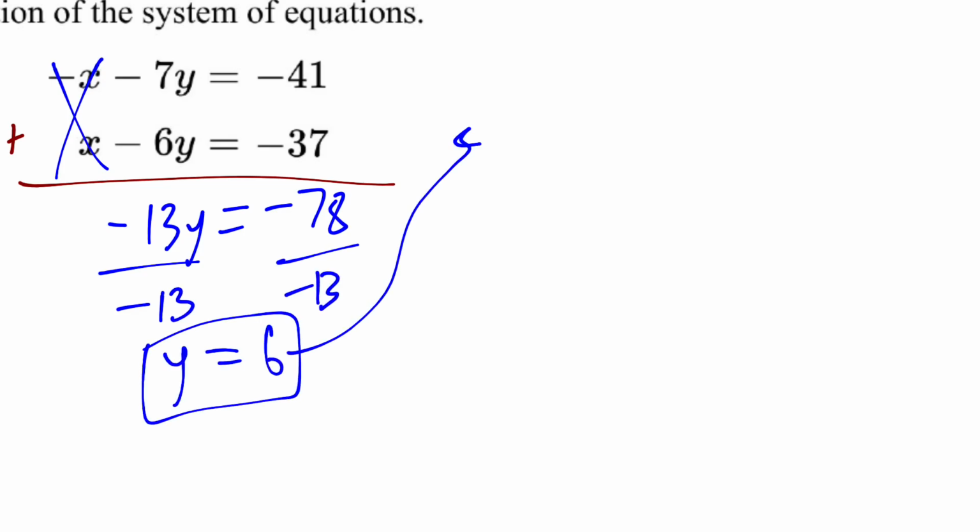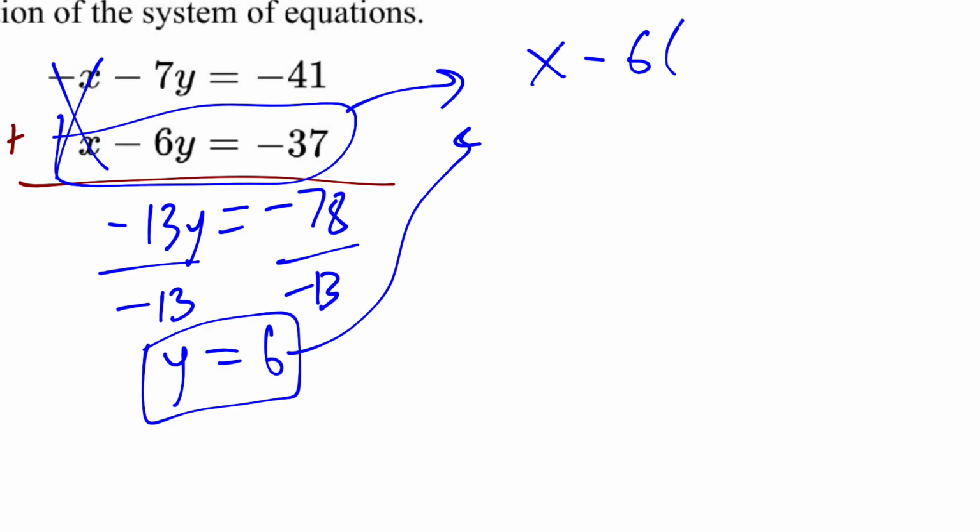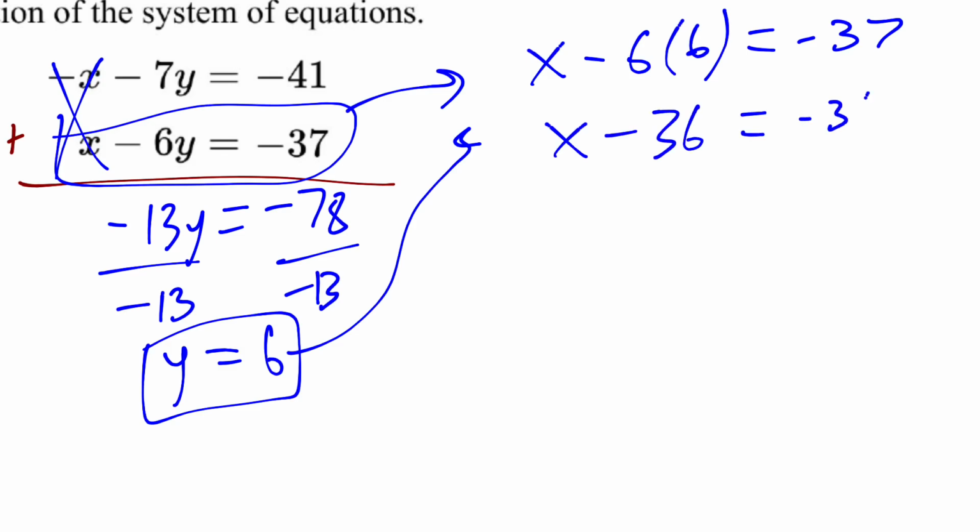Let's plug that back in, and I'll use maybe this one. X minus 6 times 6 is equal to negative 37. X minus 36 is equal to negative 37. Plus 36 to both sides. X is equal to negative 1.